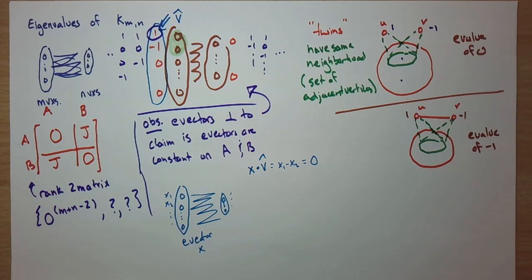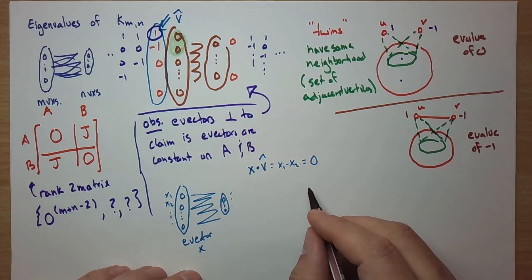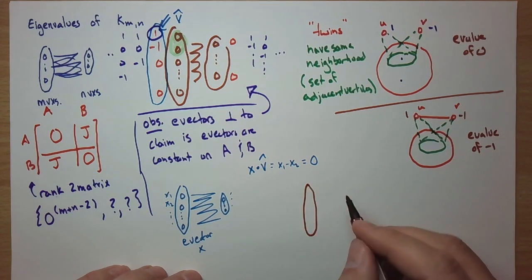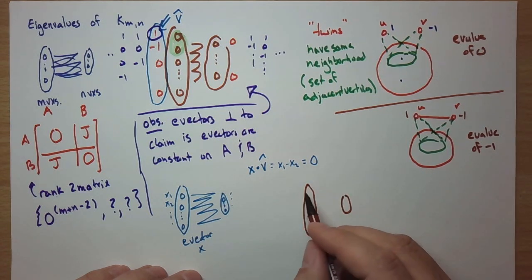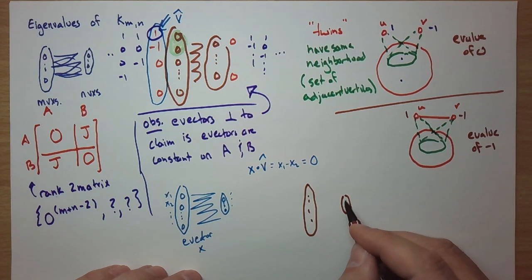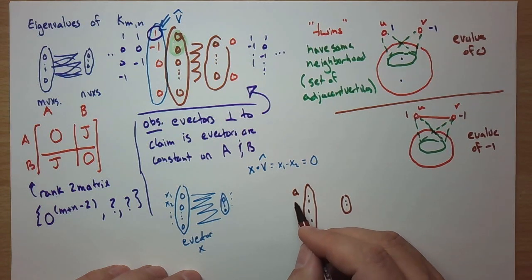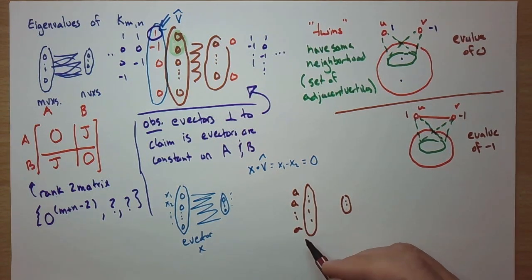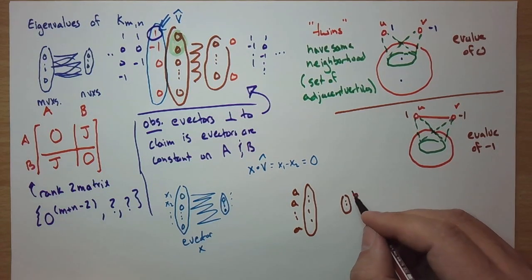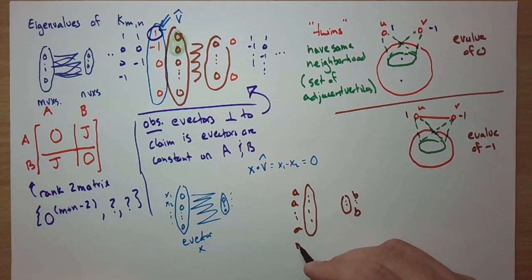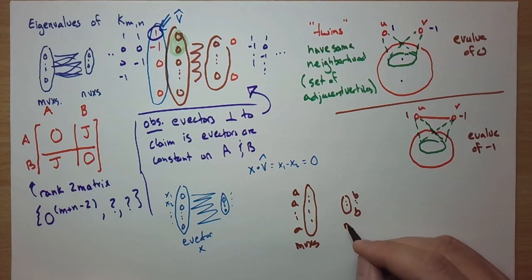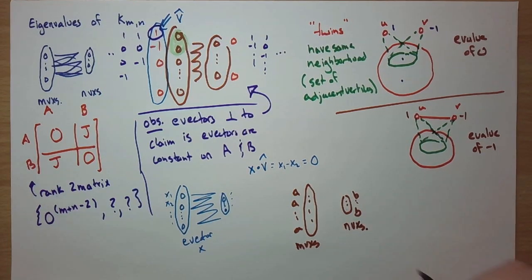Okay, so that makes it really easy for us to find the remaining eigenvectors. Our last eigenvectors. We'll assign a value here for A, and we'll assign a value here for B. We'll say there are m vertices over here, there are n vertices over here, and that these are an eigenvector.